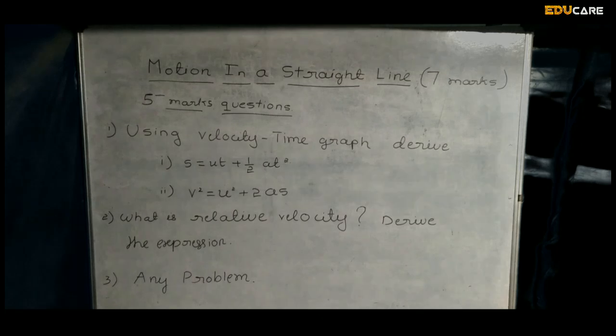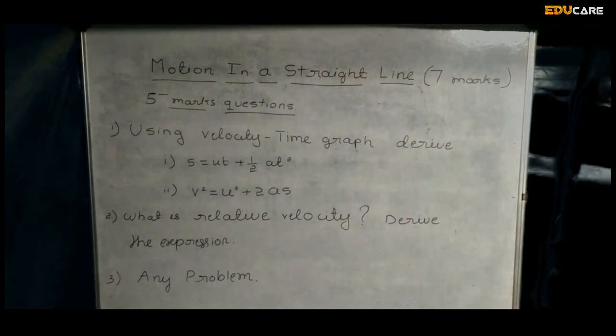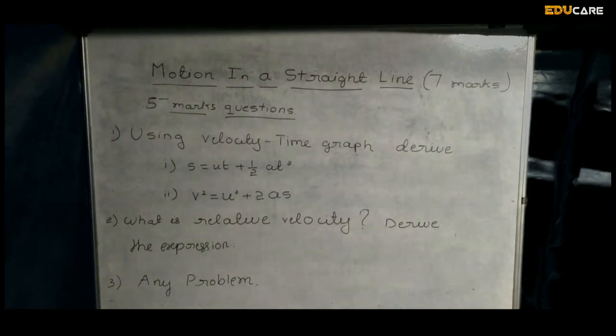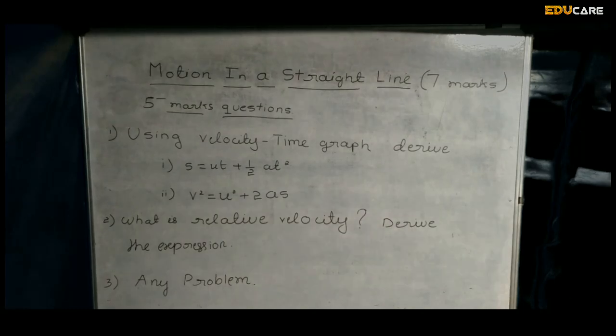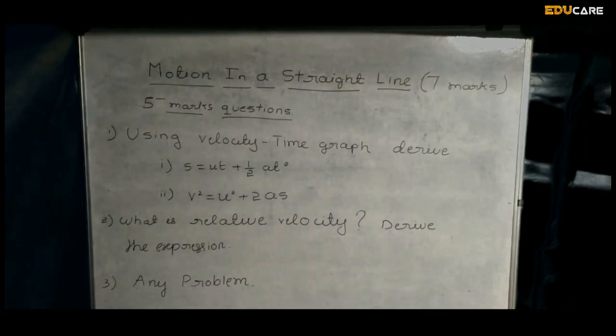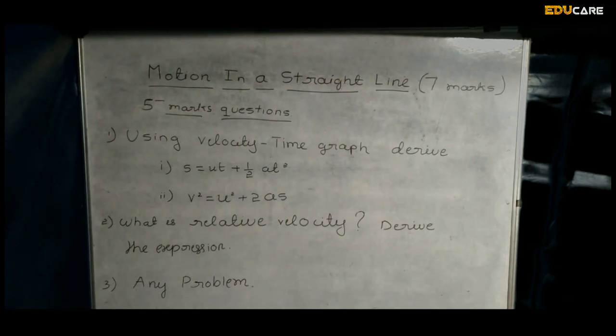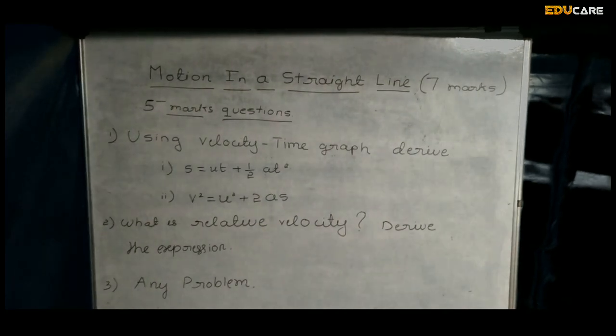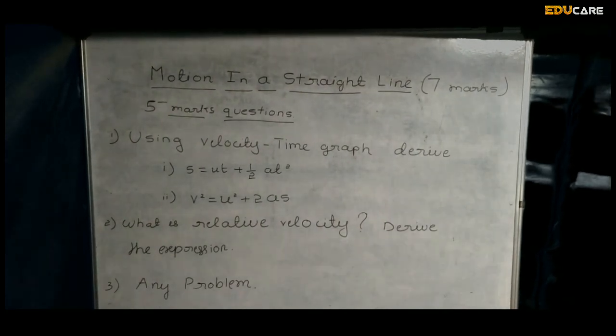Now 5 more questions. The first one is using velocity time graph derive the relation s is equal to ut plus half at square, or v square is equal to u square plus 2as. And the next question is what is relative velocity and derive the expression. And they may ask any problem from this chapter.